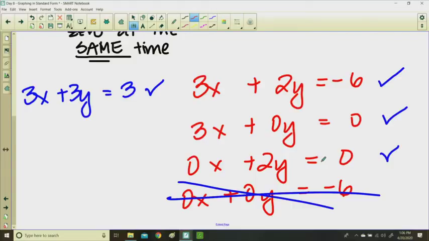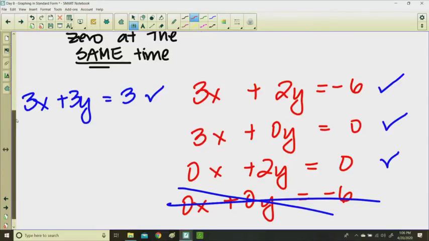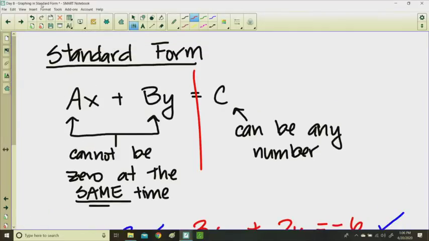Okay? You can't have both a and b being 0. And c doesn't matter. If all three of them are 0, it still doesn't work because you can't have both of them being 0. When I say them, I mean a and b. Hopefully that makes sense to you.